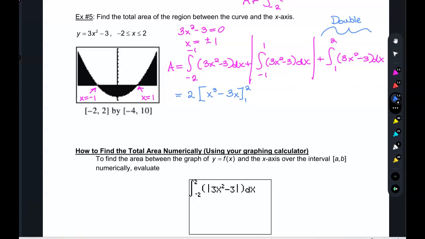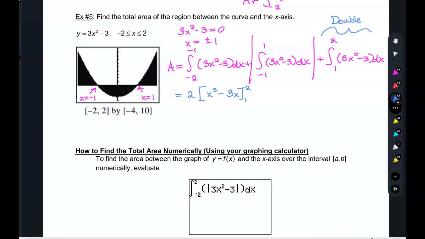And what else can we do? Don't you use the absolute value, the integral of minus 2 to 1? Yes. Do you use a different symbol? No, it's the same. Oh, maybe I should have used a different color.